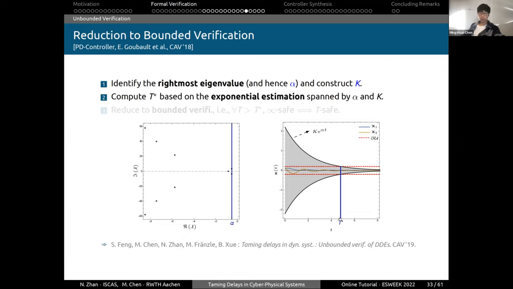And by using such a T star, you can actually reduce the problem to bounded verification. That means we only need to tackle the safety from zero up to T star. And this is the final step of the reduction. Basically, for any T larger than T star, infinite safety is nothing but equivalent to T star safety.